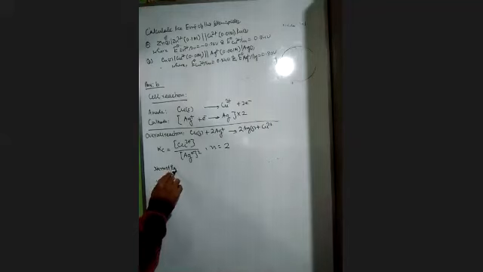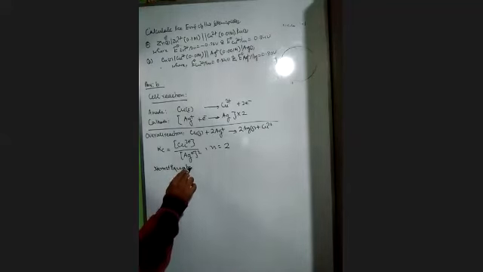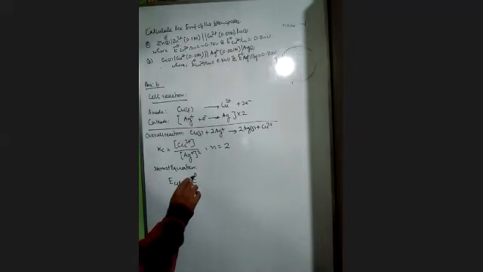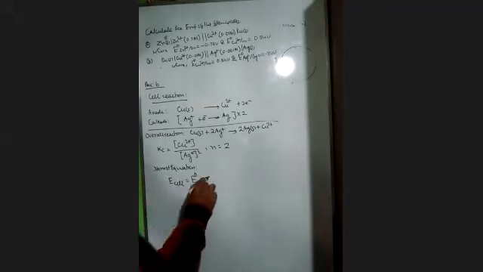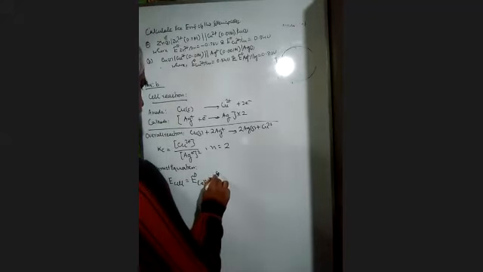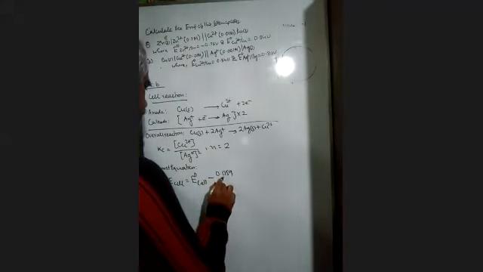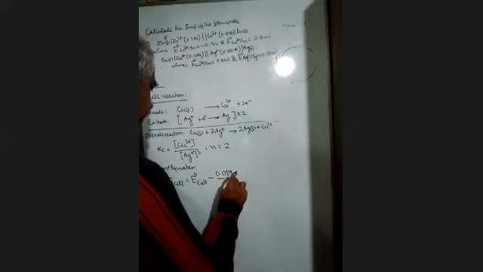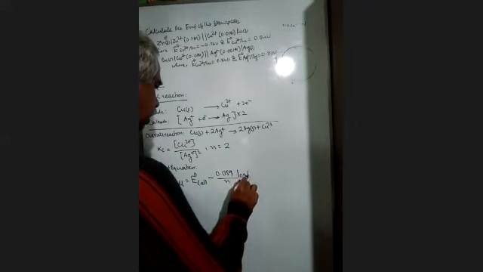So what is the Nernst equation? The Nernst equation is E cell is equal to E0 cell minus 0.059 by n log Kc. We'll put the value of Kc here now.